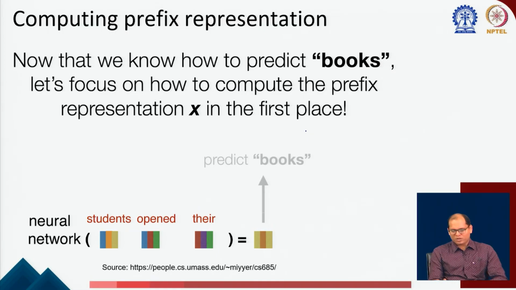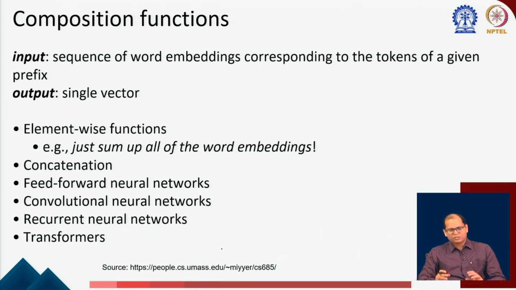Okay. So, this is what is done, right. Once you have this representation for the 3 words "students open there", I can use a matrix multiplication to predict the probabilities. Now that we know this part, let us see how we compute the prefix representation. Given these inputs, how do we obtain this prefix representation? Actually there are multiple ways of doing that, and this is what we will define as the composition functions.